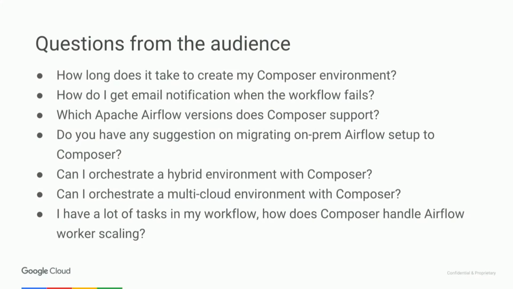Now, the second question is about how do I get email notifications when the workflow fails? If you still recall, when we worked through the DAG structure, in one section, there's a configuration option in default args where you can say, hey, email on failure or receive email notification. You also need to put, by the way, an email address there.